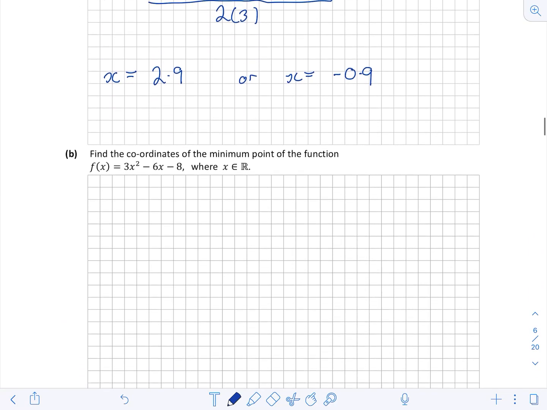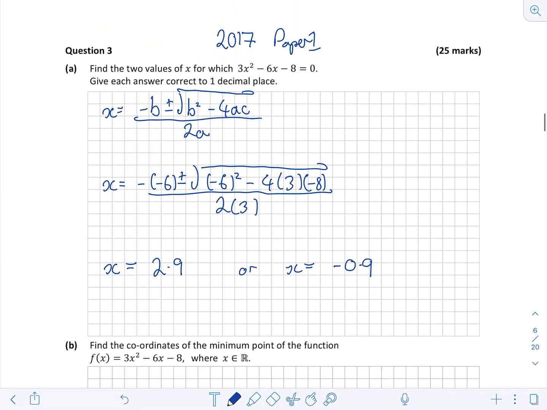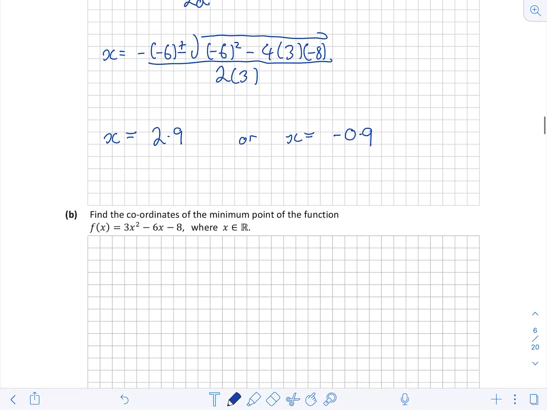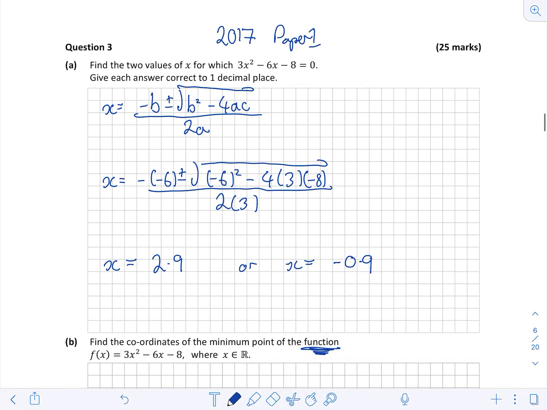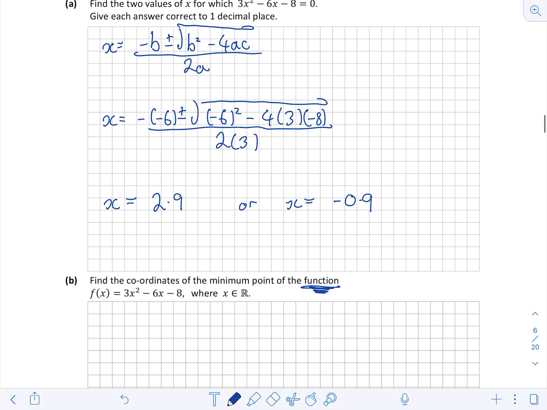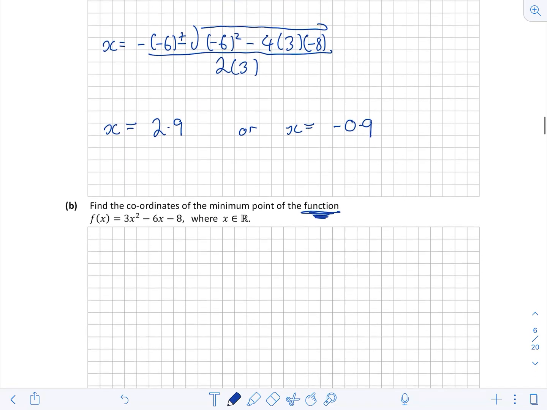Okay. Find the coordinates of the minimum point of the function. Function there is a really important word, because function on paper 1 means that somewhere in this question you might have to do differentiation. And we know that when we're talking about minimum points of functions, we're definitely going to have to do some differentiating. So we write out what f prime of x is, i.e. we differentiate it. That gives us 6x minus 6.